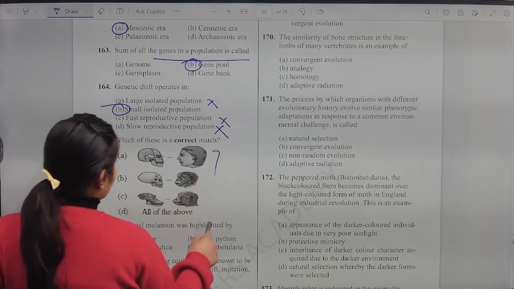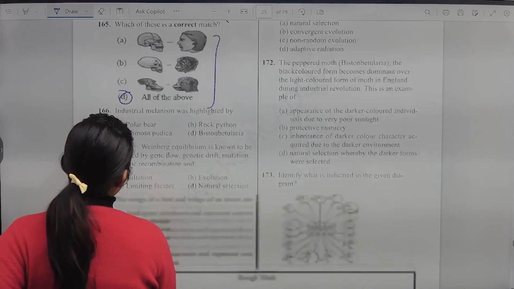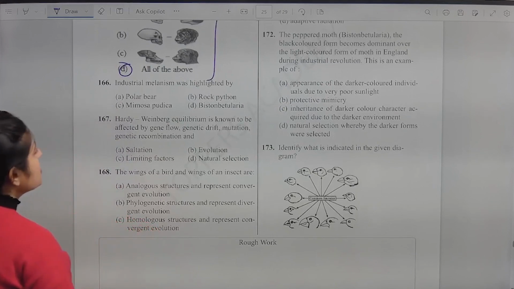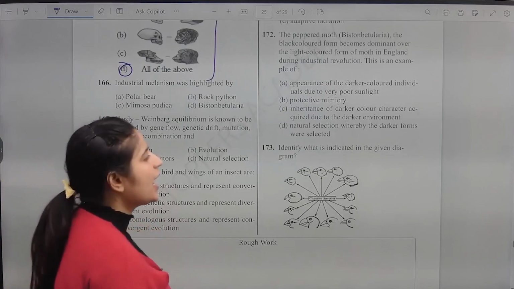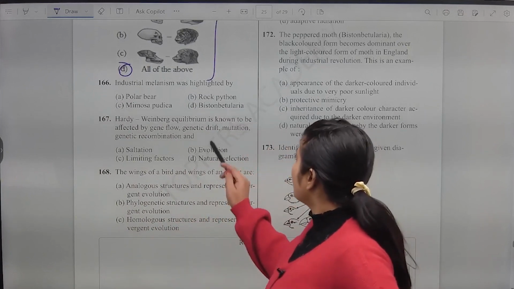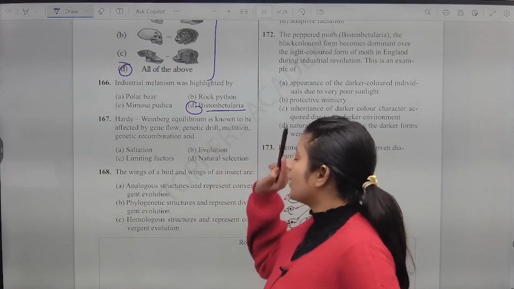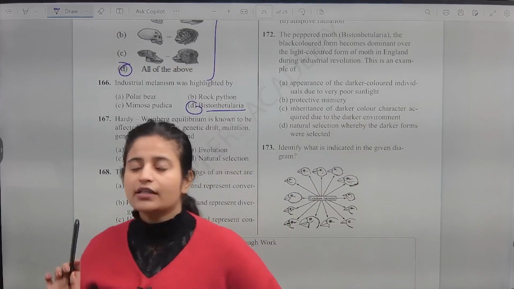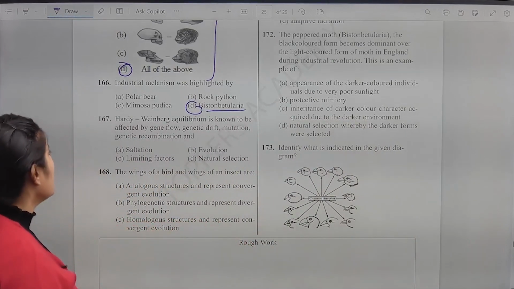Next is, which of these is a correct match? All of these are the same. The correct option is all of the above. Industrial melanism was highlighted by Biston betularia. This was the moth.